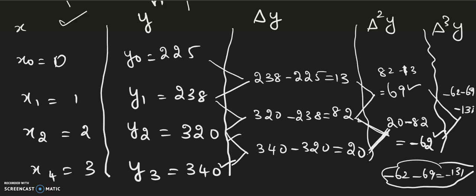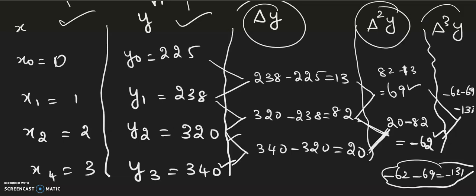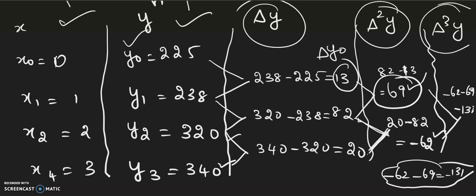We got x and y from the question, and then this is the first difference, this is the second difference, and this is the third difference. Now finally we are going to substitute these values in the formula. And remember, in the formula we need y0. Y0 is here, and this 13, the first difference, is del y0. The second difference, 69, is del square y0. And minus 131 that we got here is del cube y0.